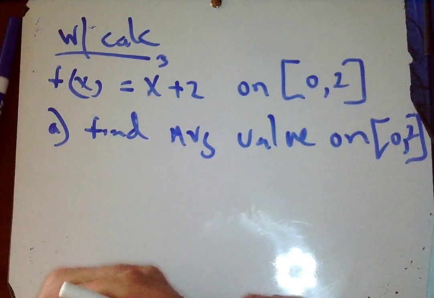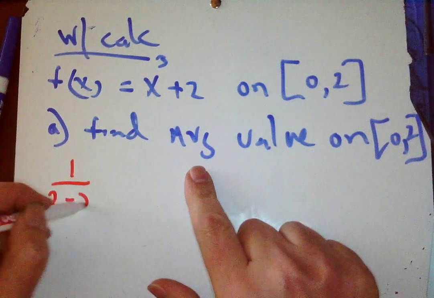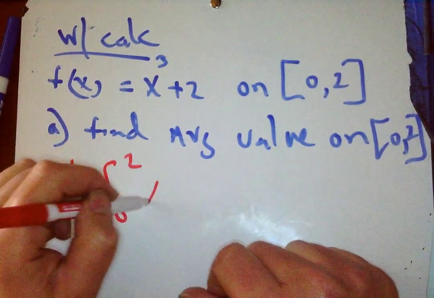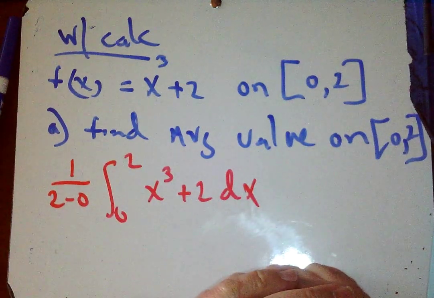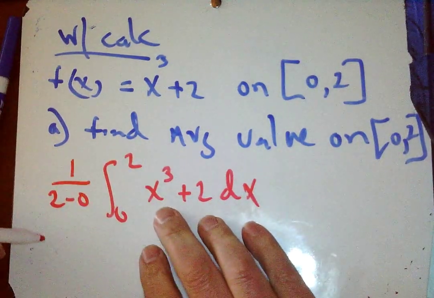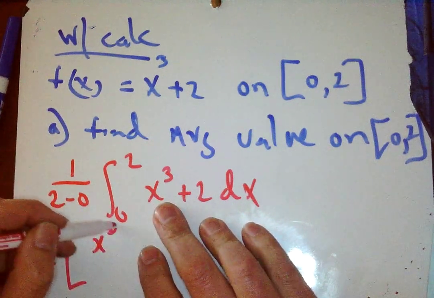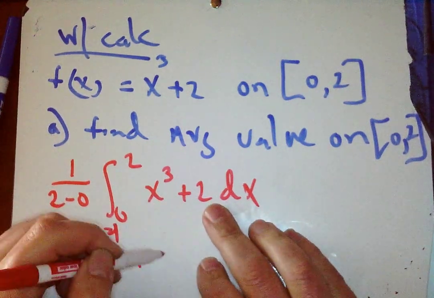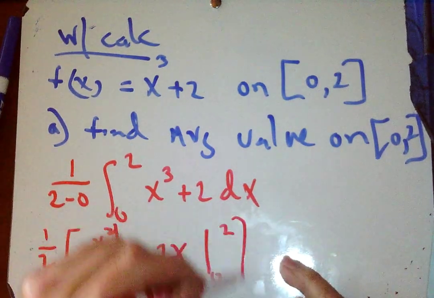So, how'd it go? I want the average value, so I want 1 over 2 minus 0, integral 0 to 2, x to the third plus 2 dx. Great. And I know I can do this by hand. The antiderivative of x to the third is x to the fourth over 4. The antiderivative of 2 is 2x. And I want to evaluate from 0 to 2.